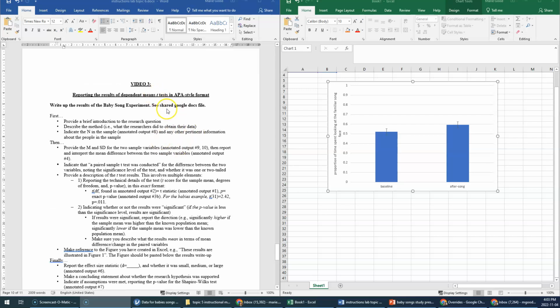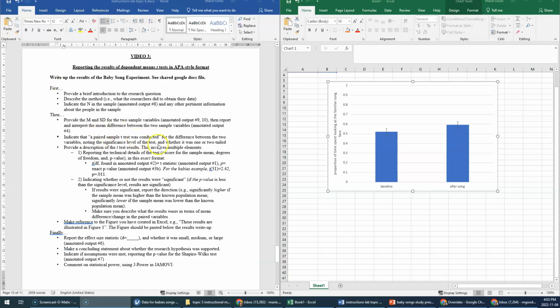All right, the last thing we're going to do is talk about how to report the results of the dependent means t-test in APA style format. This should look fairly similar to the single sample t-test and the z-test, just now our tests are getting a little more complex, and so we have to provide a little more information.